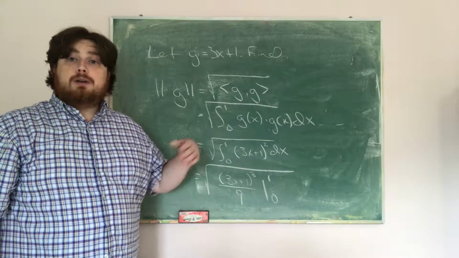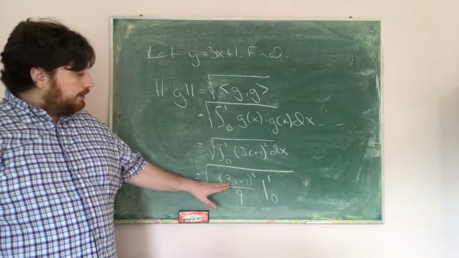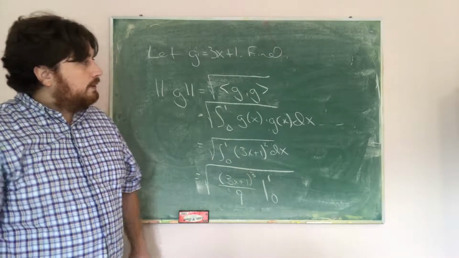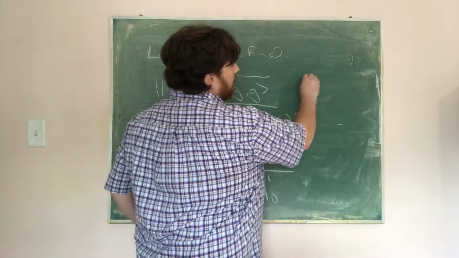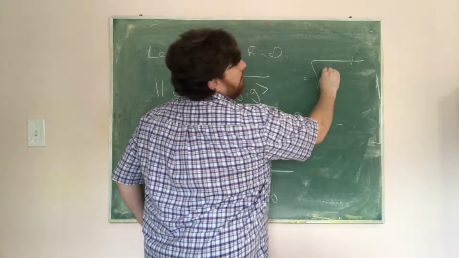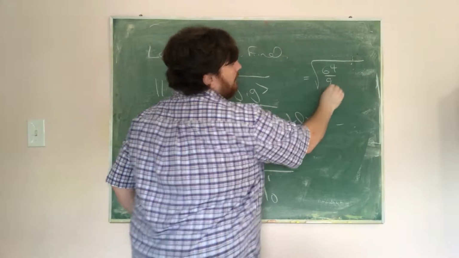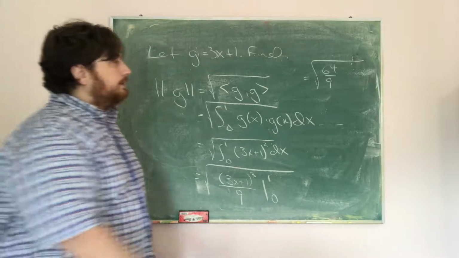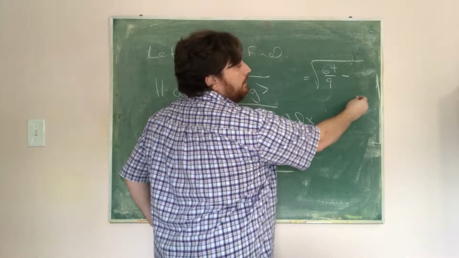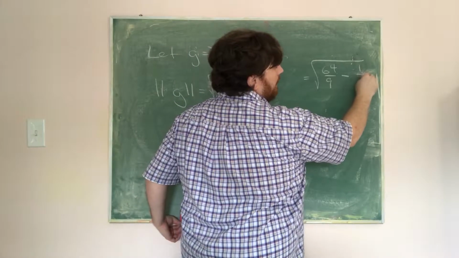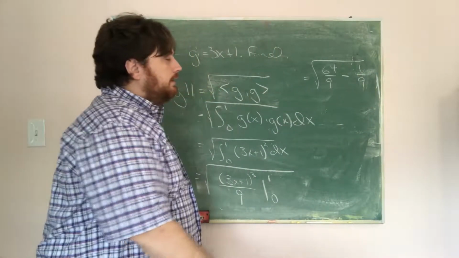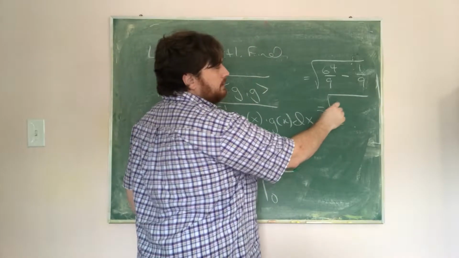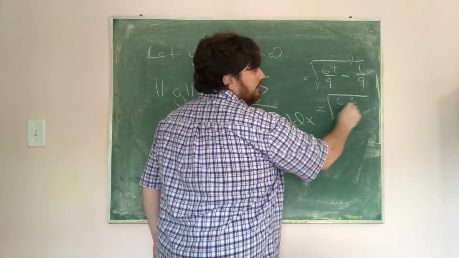Then I evaluate from 0 to 1, which means I plug 1 in. So I get 3 plus 1 is 4, and 4 cubed is 64. So I get the square root of 64 divided by 9, minus, if I plug 0 in, 1 cubed is 1, over 9 is 1/9. So in the end, the norm of g is the square root of 63 divided by 9.